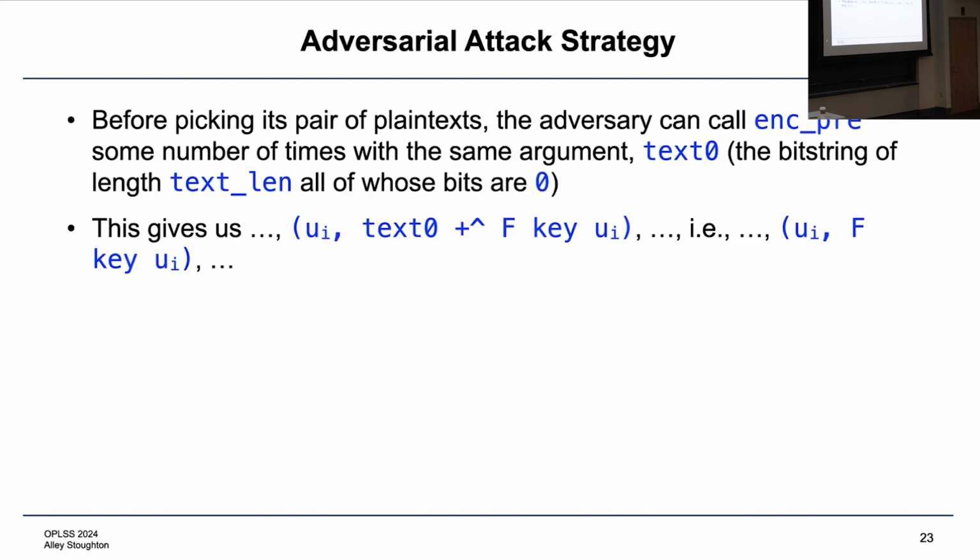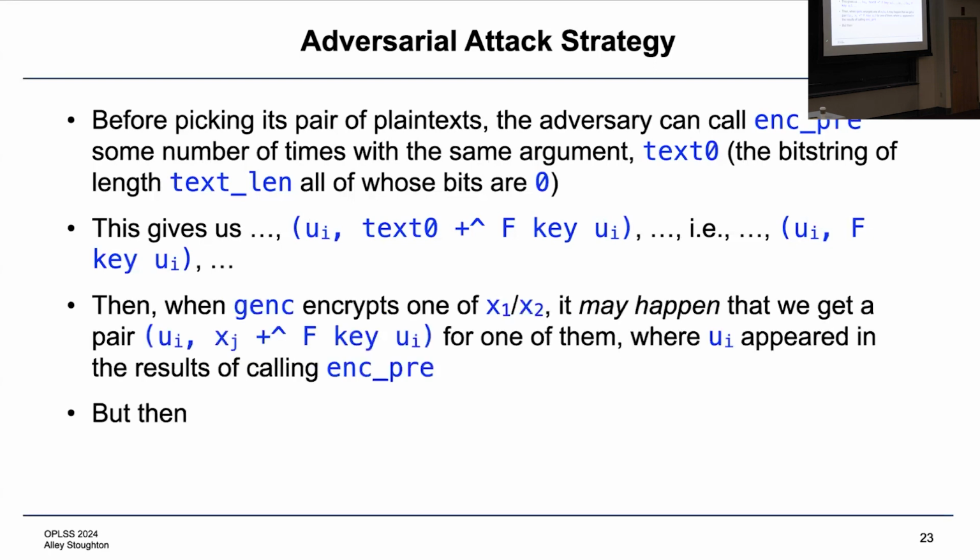And so we build up this table, and we can only call enc_pre limit_pre times and get something interesting here. But we could, for instance, exhaust that entire limit. And so we have this table. And then when we give the game x1 and x2, the game is encrypting one of them. We don't know which one. That's what we're trying to figure out. But it might happen that when it does the encryption, the U that it picks just happens to be one of the ones that already came up in our experimentation.